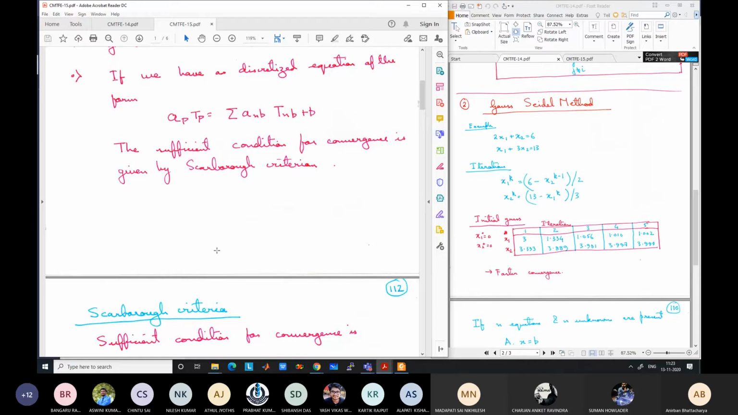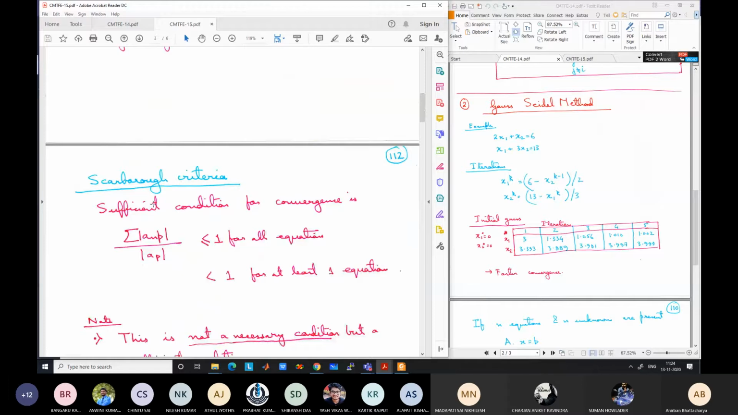But if you do satisfy a sufficient condition, convergence will be guaranteed. In some cases, you might have seen in maths problems, it is written as necessary and sufficient condition. It means that this is necessary also, without this convergence will not occur, and it is also sufficient, that with this condition convergence will occur. So this Scarborough criteria is only a sufficient condition, not a necessary condition.